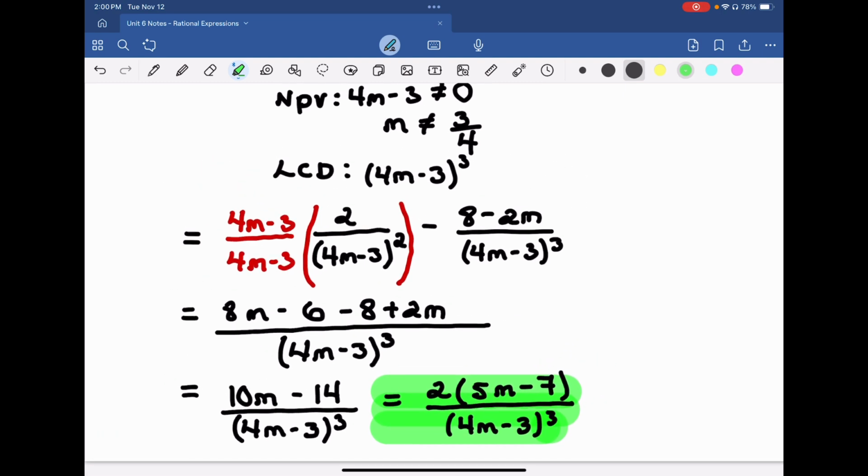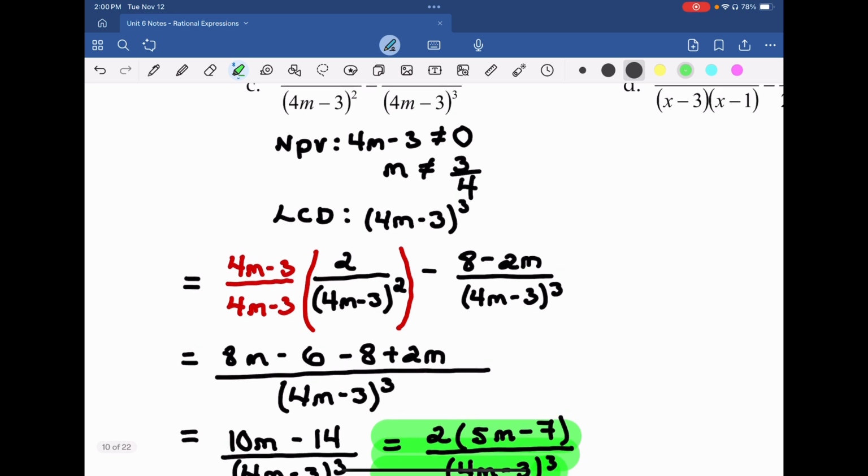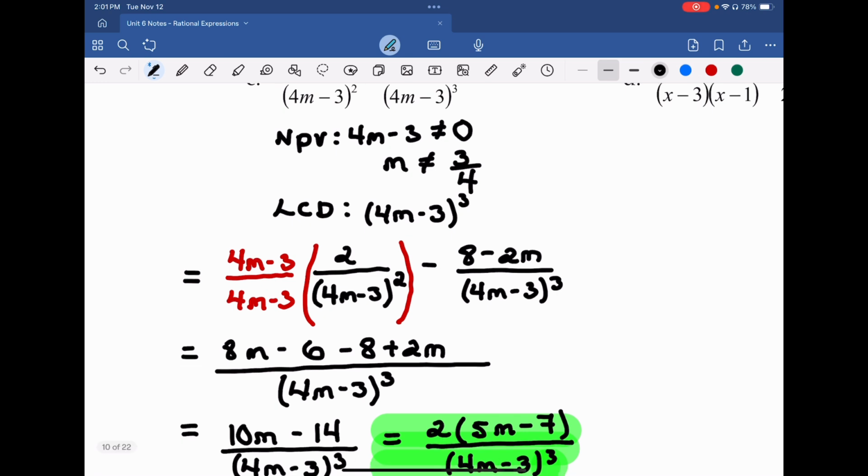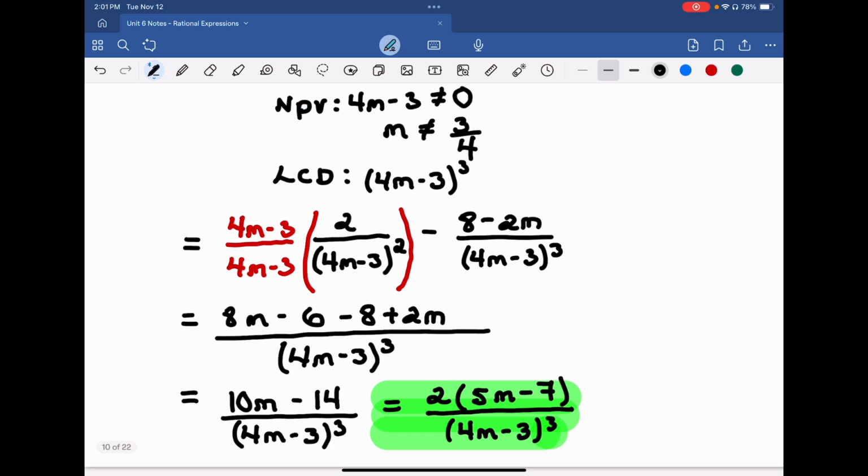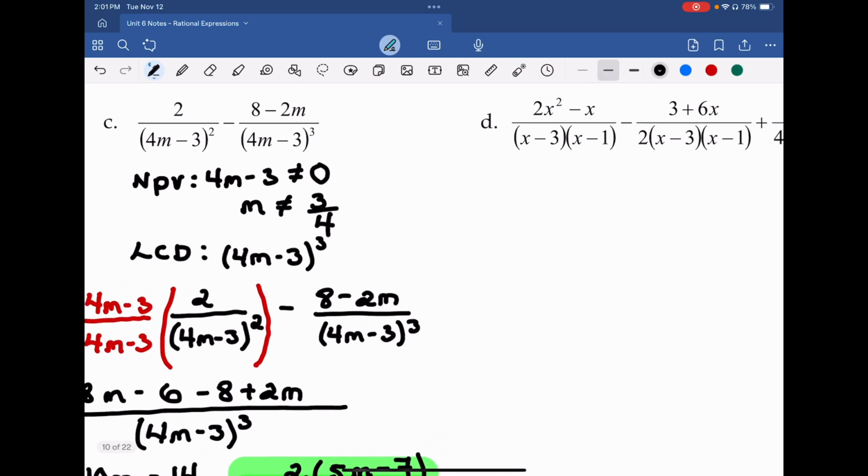Now, I'm just realizing, did we state our MPV? Yes, we did. Just to make sure, you always want to go back and double check, because we have to account for what the values can't be. Otherwise we're including restricted values, and we definitely don't want to do that. So there's our final answer. And again, make sure you leave it in the factored form when you get to the answer.